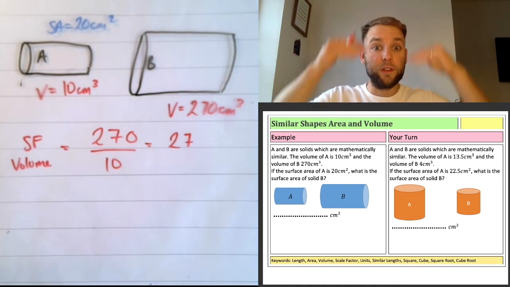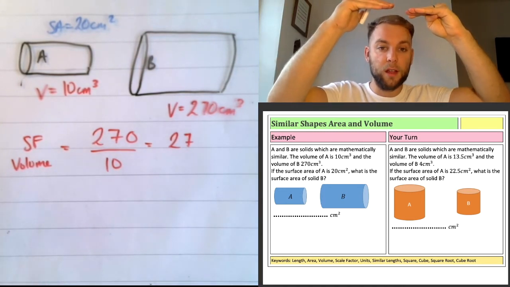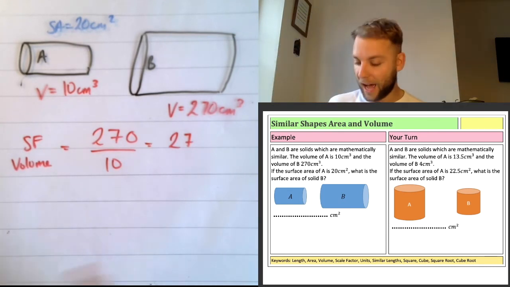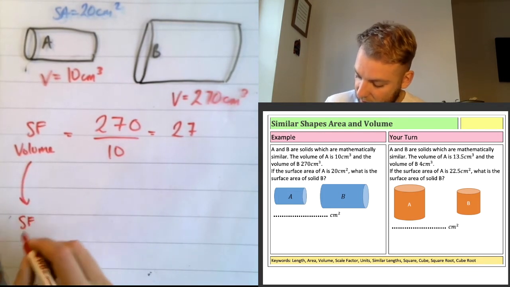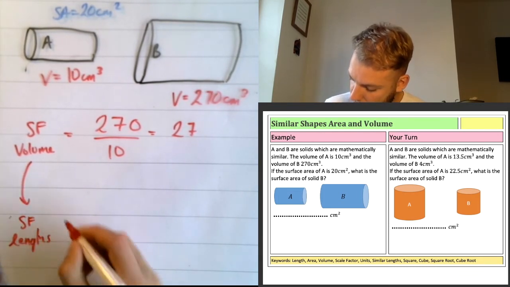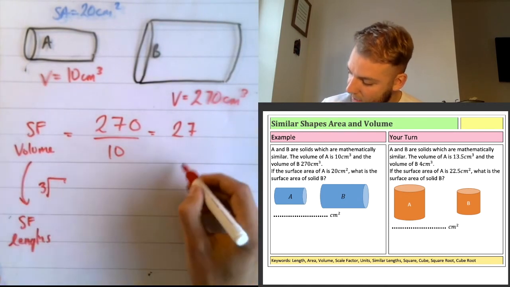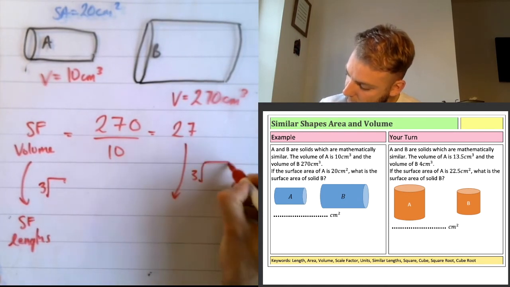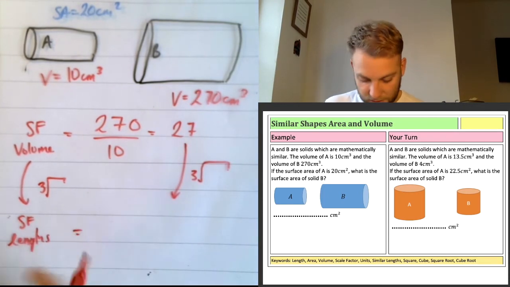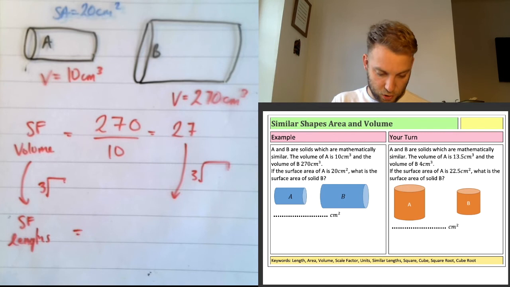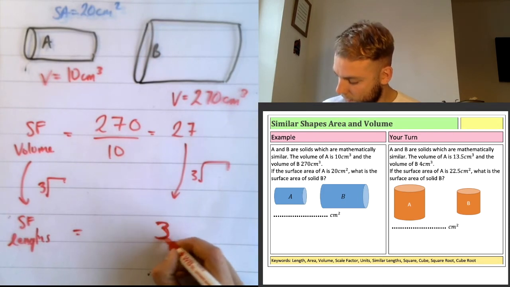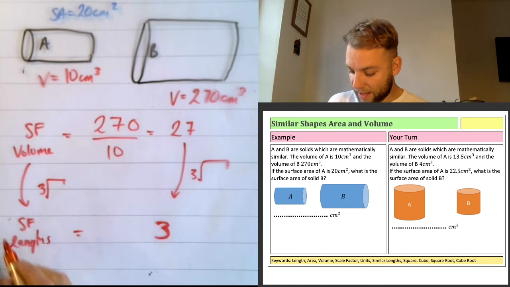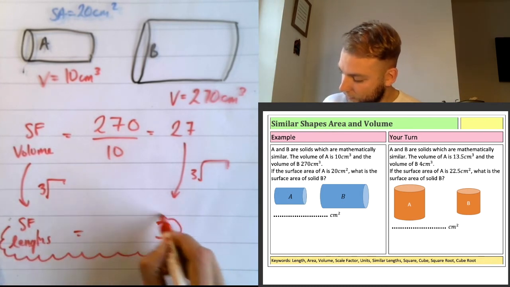So because it's volume, which is already cubed, to work backwards to find the scale factor for the lengths, I need to do the opposite of that, which is cube root. So to find the scale factor for my lengths, I need to do the cube root of this. And the cube root of 27, you can put in your calculator. So shift cube root, the third root of 27 is 3. Brilliant. So I've still not finished. That's only working out the scale factor for the lengths.